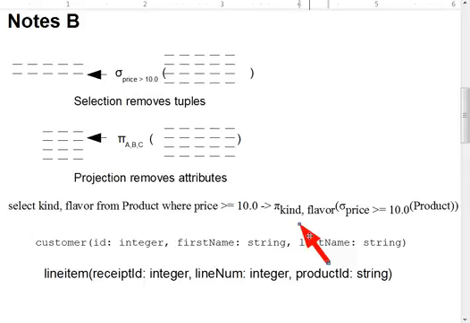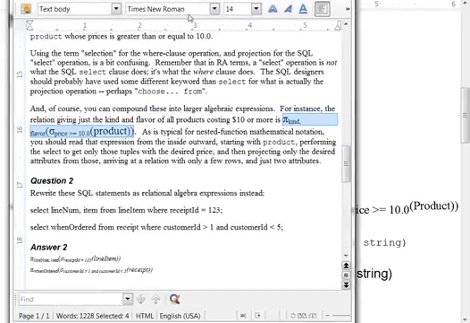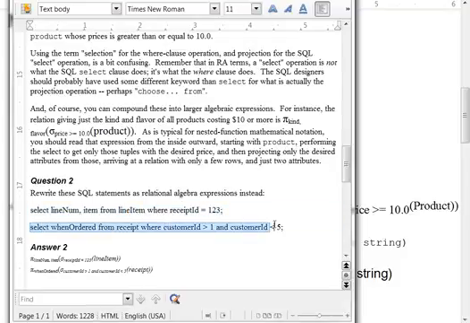Now, question 2. Rewrite the following SQL statements as relational algebra expressions instead. And I'll just drop the transcript up here for convenience. Select line num, item from line item where receipt ID is 123, and then select when ordered from receipt where customer ID greater than 1 and customer ID less than 5.